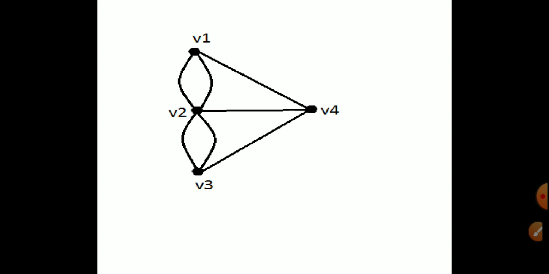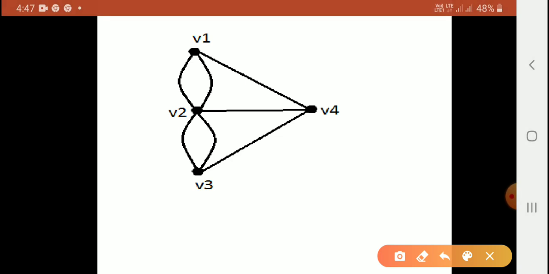Now consider one more graph. See if this graph is Eulerian or not. Here also we start with any vertex, v1. We get v1 to v2, v2 to v1, v1 to v4, v4 to v2, v2 to v3. Again we get v3 to v2, but there is one edge remaining, which is v3 to v4.